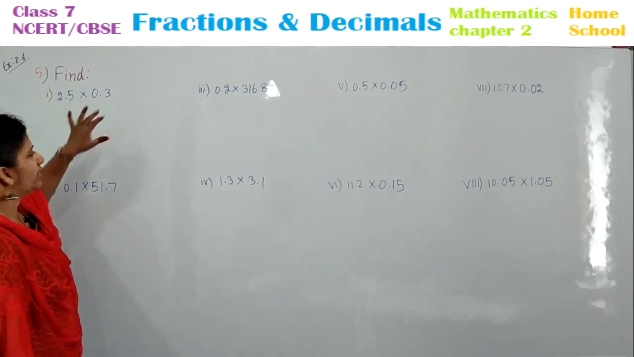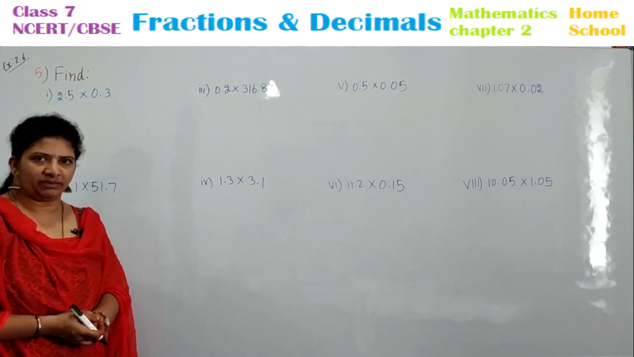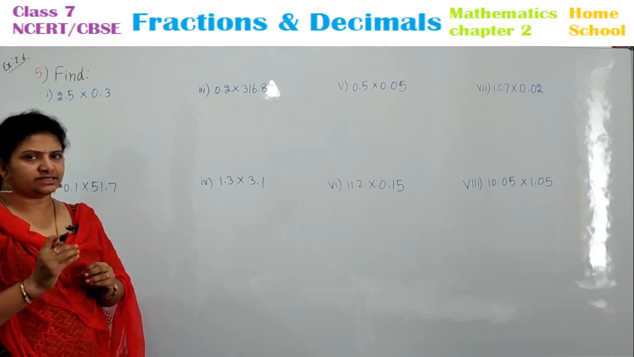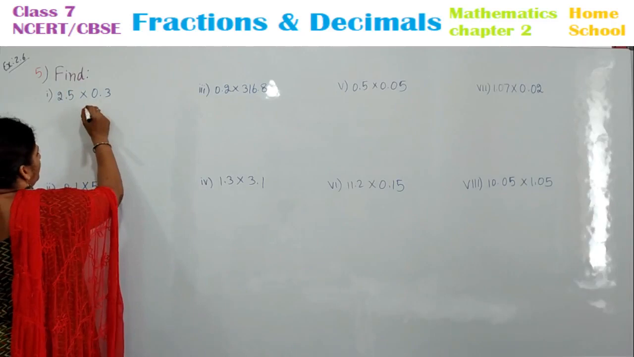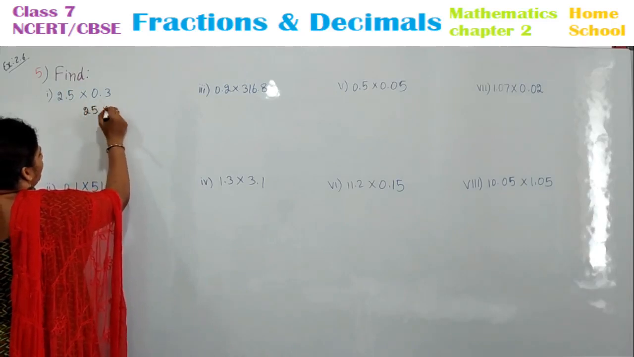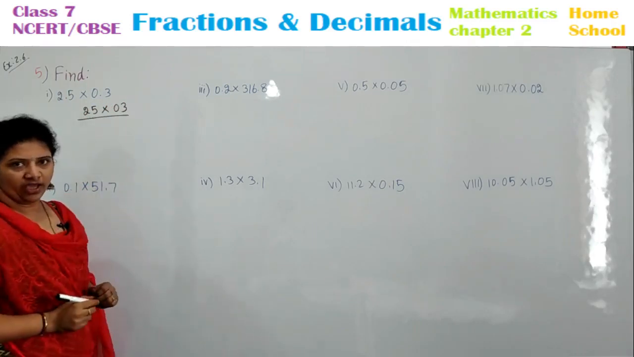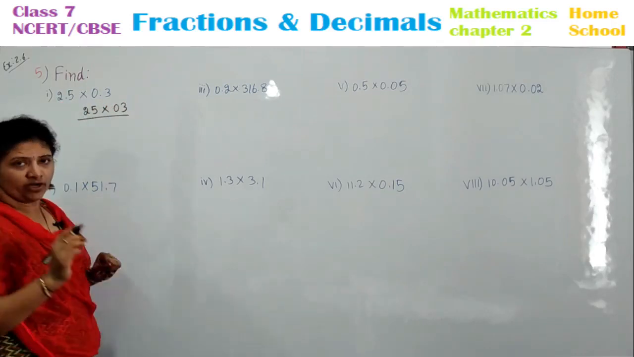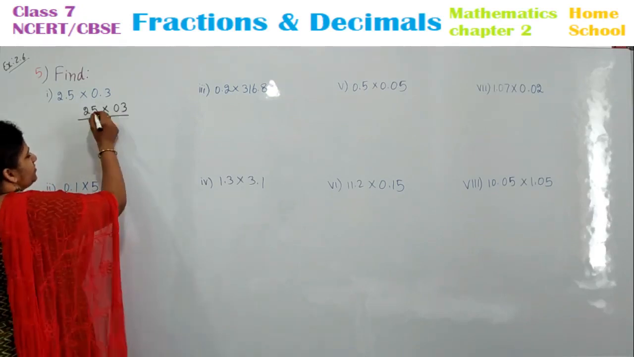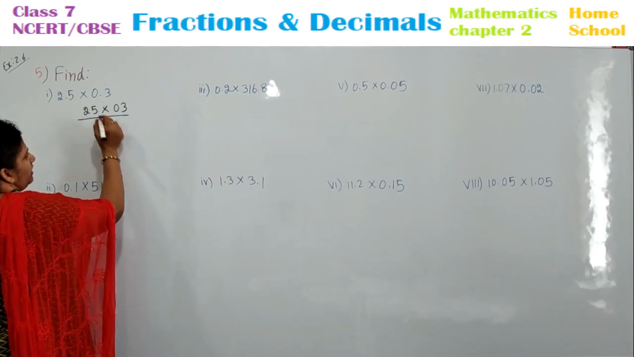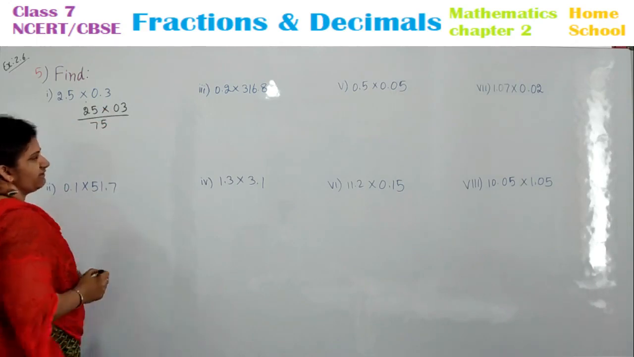So your fifth problem: find the decimal multiplications. Observe here, 2.5 into 0.3. How can we do it, children? You know normal multiplication, right? Think of it as it is and do the multiplication. So I am doing it without the decimal point. Look carefully, 25 into 3 I take here. Without a decimal point, how do you normally do multiplication? Like that only you do. So 3 5s are 15, 1 carried, 3 2s are 6, 6 plus 1, 7.